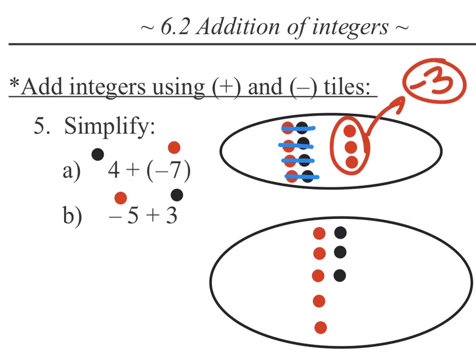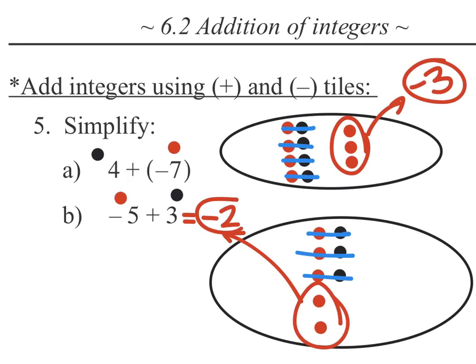So again, I'm going to use blue to show my 0 pairs on this. So there's a 0 pair, there's a 0 pair, and there is a 0 pair. So I've got 2 red counters left, which total value would be -2.